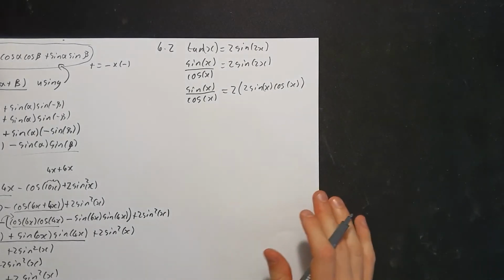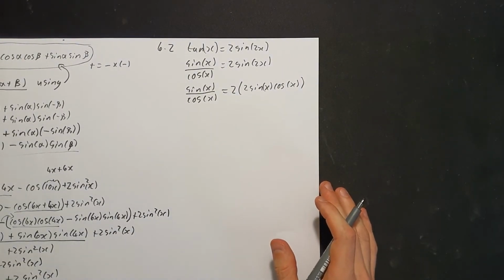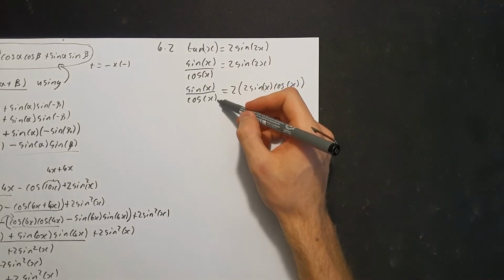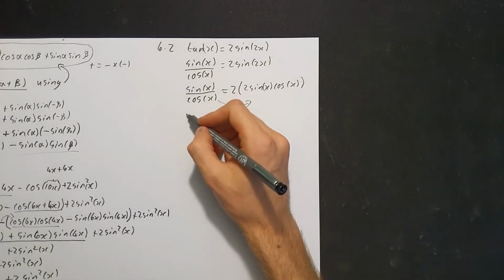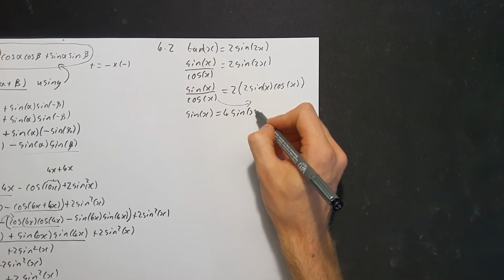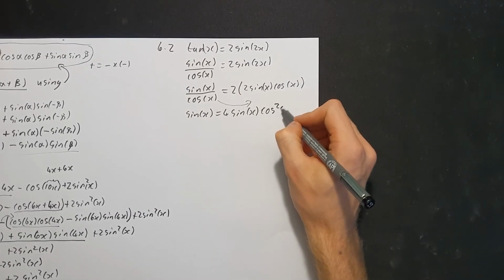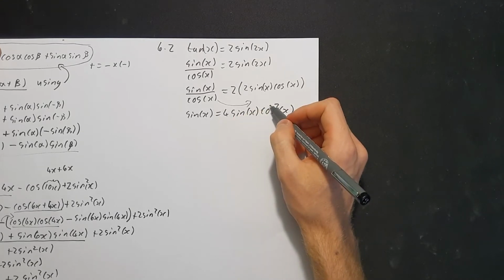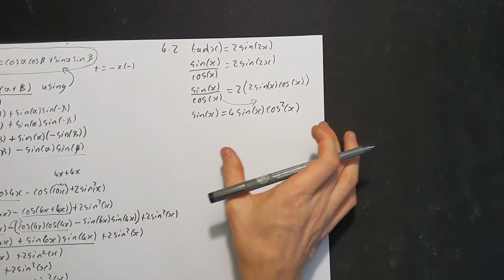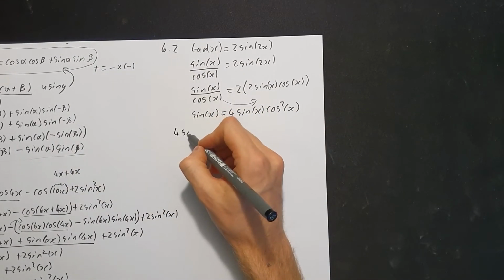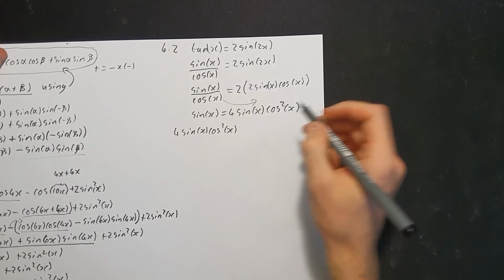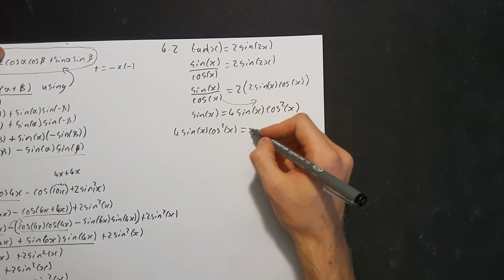Okay, so now that I have that, we're starting to create numbers. So it's going to be easier to simplify things. The next thing that I can do is multiply that across, which means I end up with sine x equals 4 sine x cos squared x, because I multiplied it across. Now that we have that, we can write it all in terms of one side. So we're going to have 4 sine of x cos squared of x equals 0.